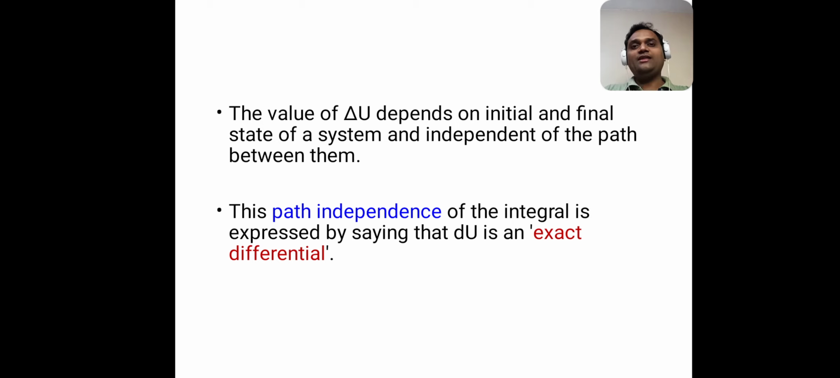So we can say that the value of delta U depends on the initial and final state of a system and is independent of the path between them. The change in internal energy does not depend on the path followed, but only on the initial state and the final state. Here I have highlighted these two words: path independence. There is no dependence on path. This function is path independent. This path independence of the integral is expressed by saying that dU, that is the change in internal energy, is an exact differential.